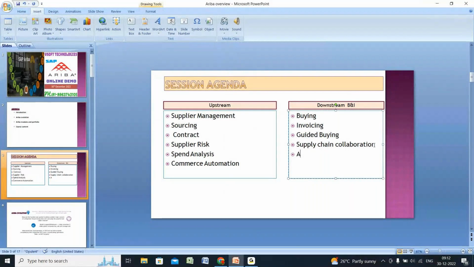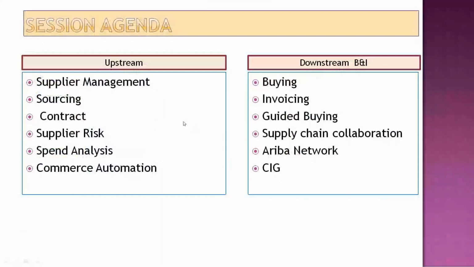Will all the integration between SAP and Ariba also be covered, or how will you cover it, like SRM? We will be covering the integration between S4 HANA and Ariba, whatever the integration touch points we have from SLP, sourcing, contract, supplier risk, spend, commerce automation, buying and invoicing, guided buying, and supply chain collaboration. These are completely S4 HANA and Ariba integration modules, so for that we need two different systems.